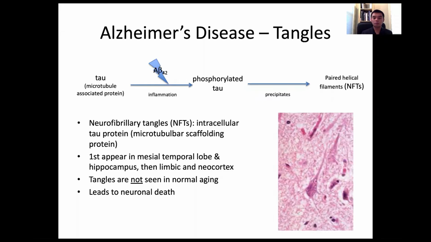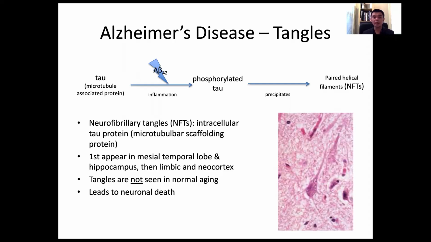And so a lot of people will refer to Alzheimer's disease and a few other diseases because of their association with this tau protein as a tauopathy. So if you ever hear that, that's what they mean. Tau is a microtubular scaffolding protein, so basically the structural component for some of these neurons.